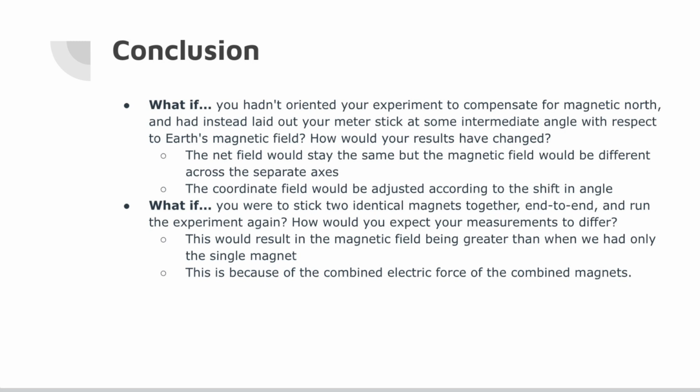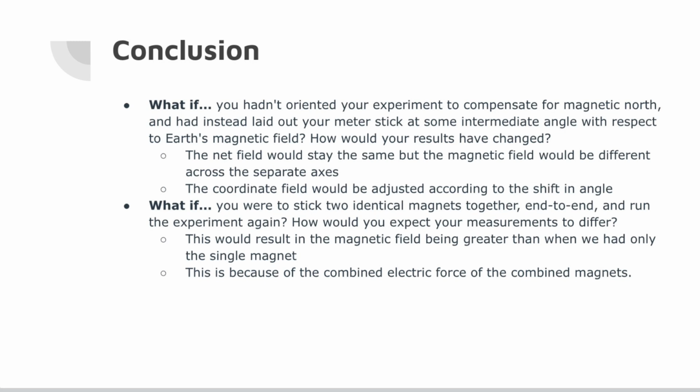Here we ask what if we hadn't oriented the experiment to compensate for the magnetic north and instead just laid it out at some random angle. We said that the results changed in the way that the net field would have stayed the same, but the magnetic field would be different across these separate axes, and the coordinate field would be adjusted according to the shift in the angle that occurred.